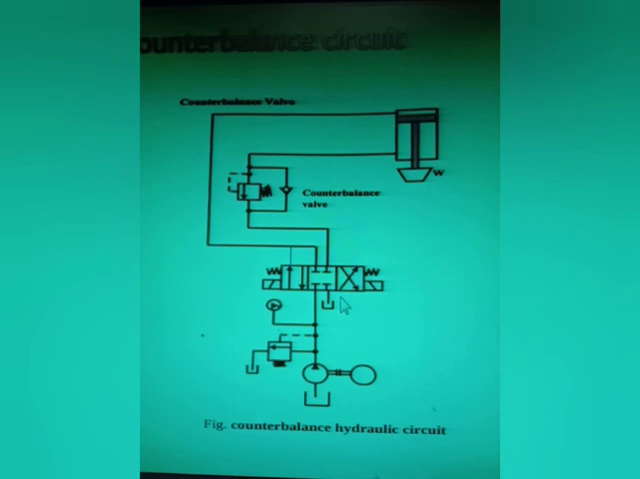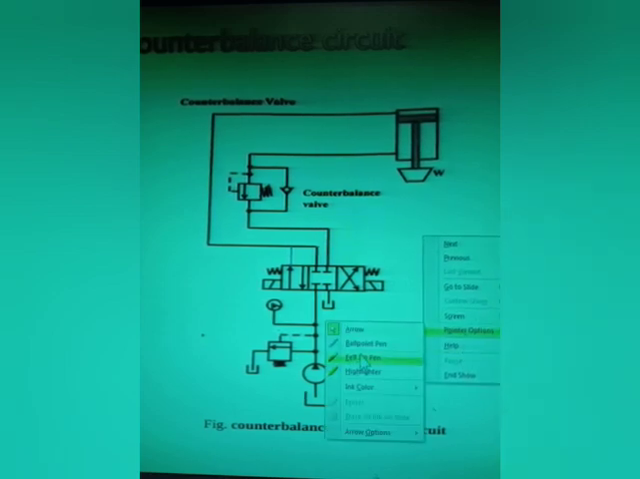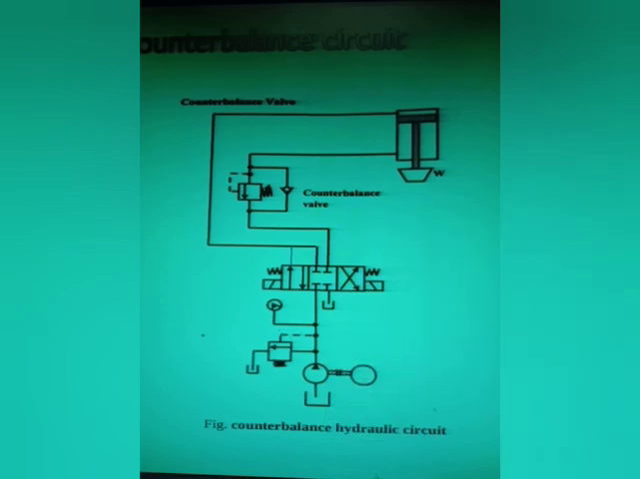Now we will see the working of this hydraulic circuit. Suppose the first position is there. Suppose this is the first position of the hydraulic circuit. In this first position, the pump is connected to this end, the A end.